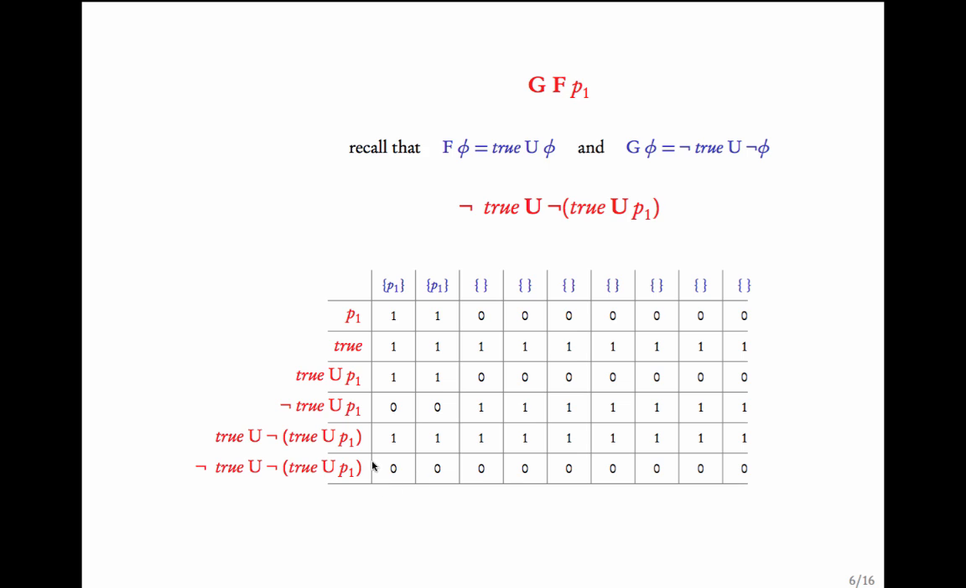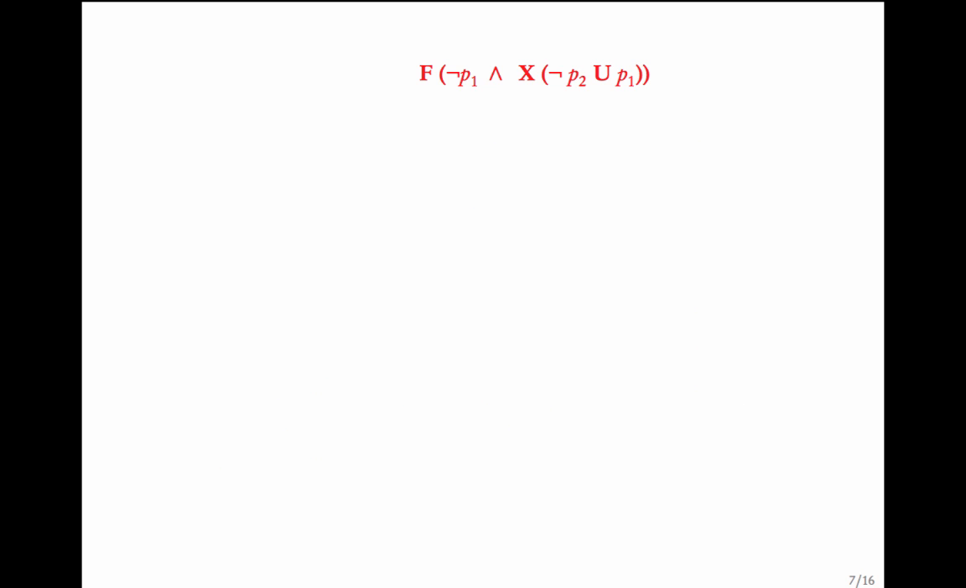Look at this entry. This entry says that this word does not satisfy GFP1. Clearly P1 occurs only twice and after that it never occurs. This table explicitly shows the evaluation of this formula on this word. Let us see one last example of this evaluation on a slightly complicated formula.